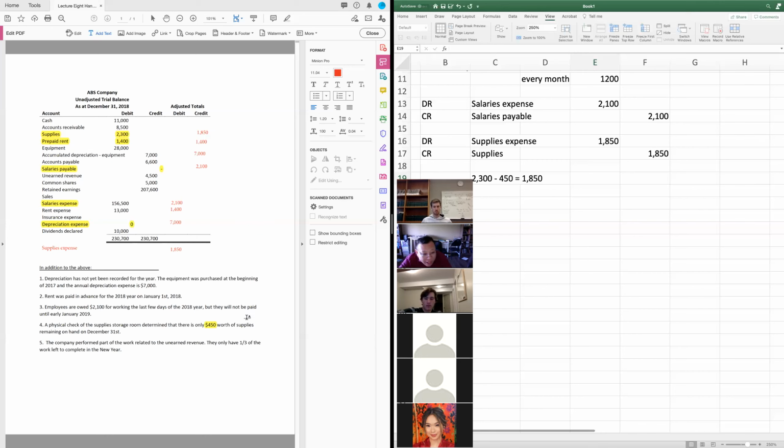So let's move on to the last one. The company performed part of the work related to the unearned revenue. They only have a third of the work left to complete in the new year. Unearned revenue. Do we have unearned revenue? Did you see it? Here, unearned revenue, 4,500. What is unearned revenue? Unearned revenue is a liability.